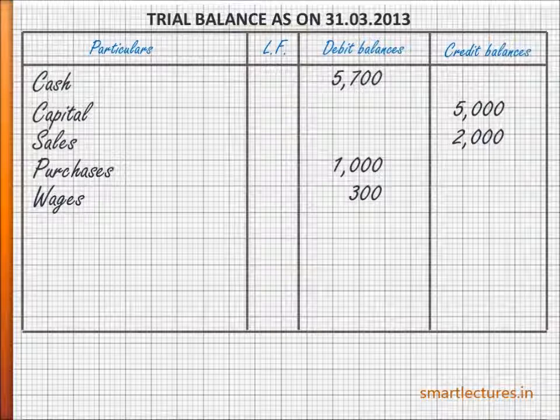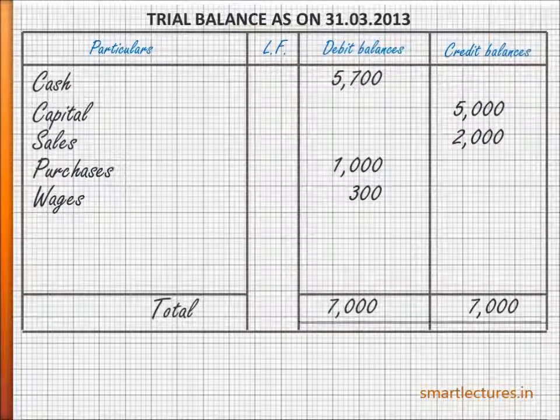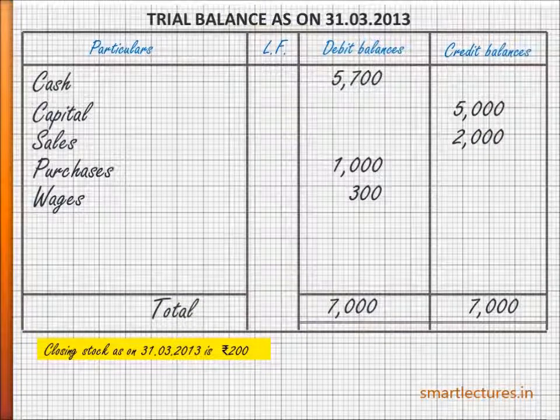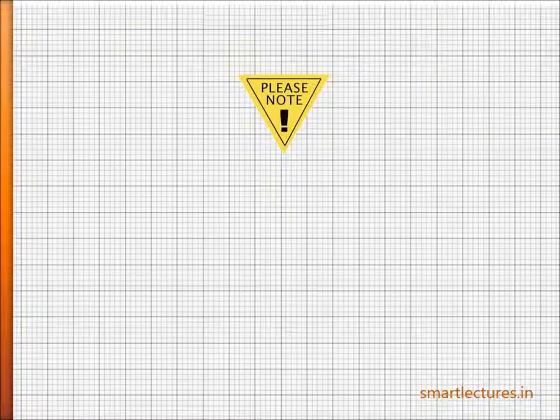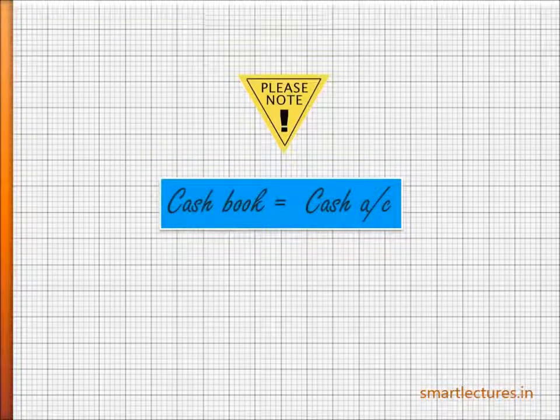In this way, the total of trial balance on both sides is rupees 7,000. Now, write down closing stock in the footnotes of trial balance, and that will be closing stock as on 31st March 2013, rupees 200. Be careful, cash book is also cash account.